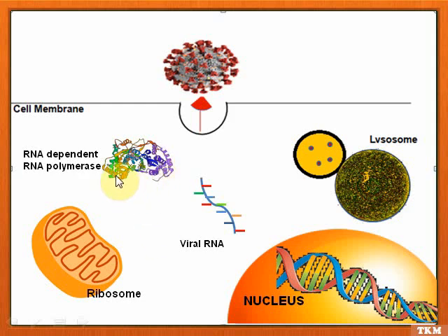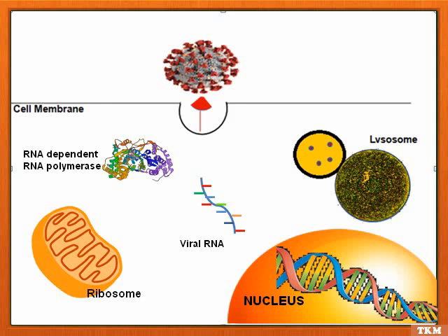So what is RDRP? RNA dependent RNA polymerase, RDRP. It is also known as RNA replicase. It is an enzyme that catalyzes the replication of RNA from an RNA template. Now this is obviously in contrast to typical DNA dependent RNA polymerase, which catalyzes the transcription of RNA from a DNA template.